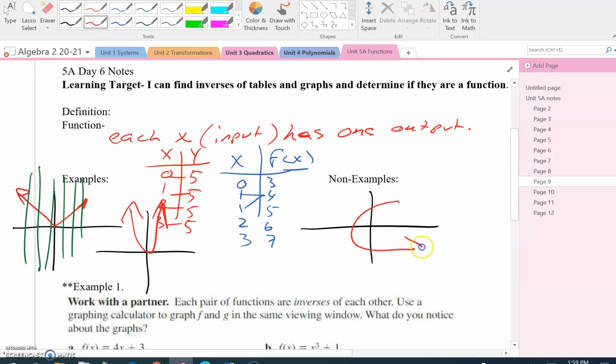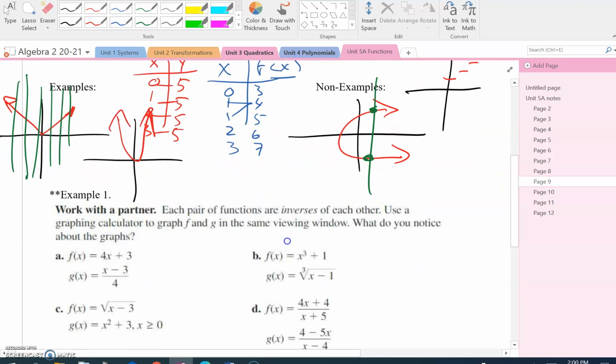What's not a function is something that may look like this. How about this? See, the vertical line test intersects it there and there. That's not a function, okay? Anything that breaks up is not a function either, like a step graph. If there are breaks, that's not a function. So you got an idea of what a function is from a table and a graph.